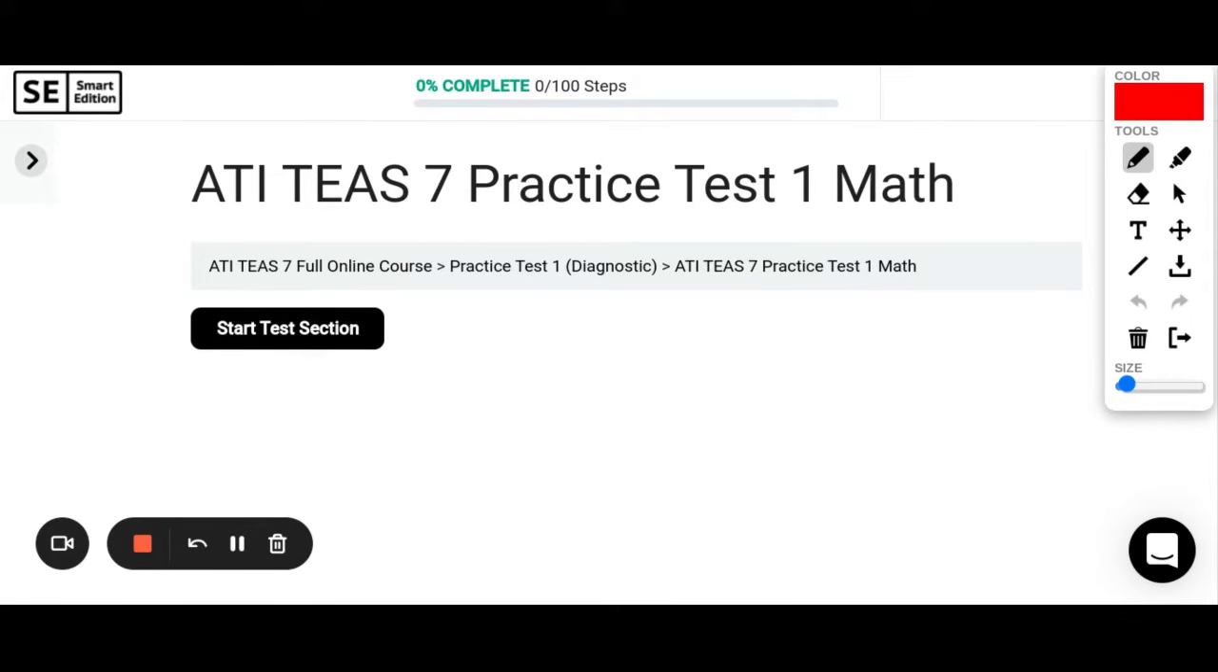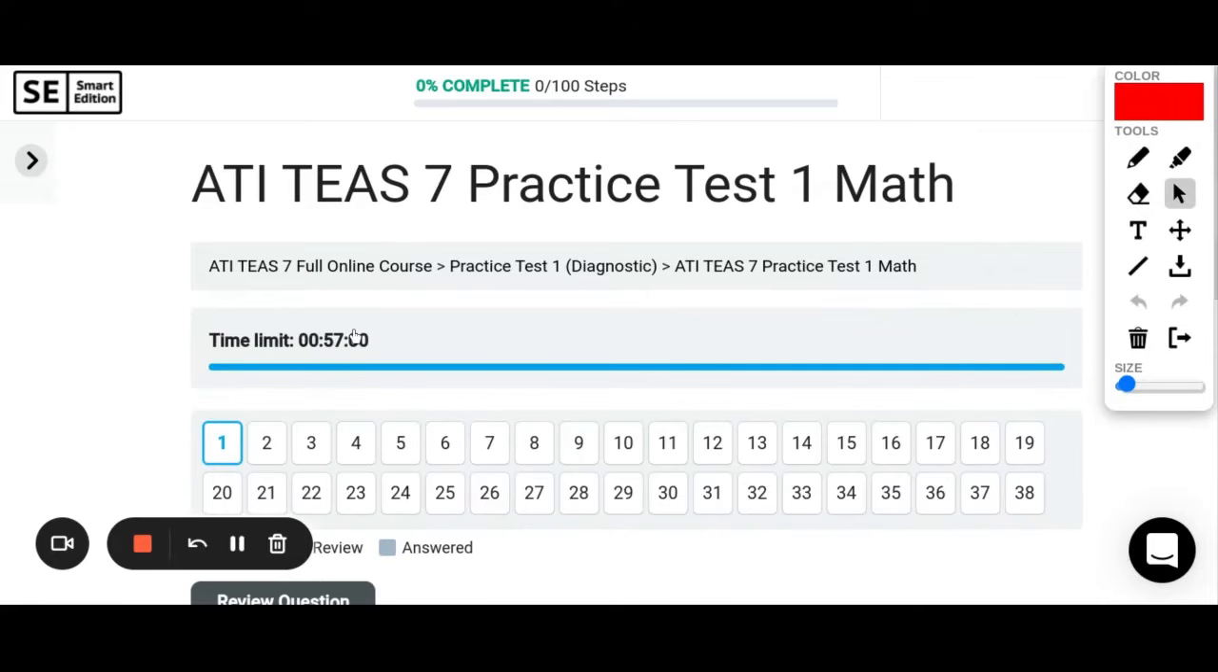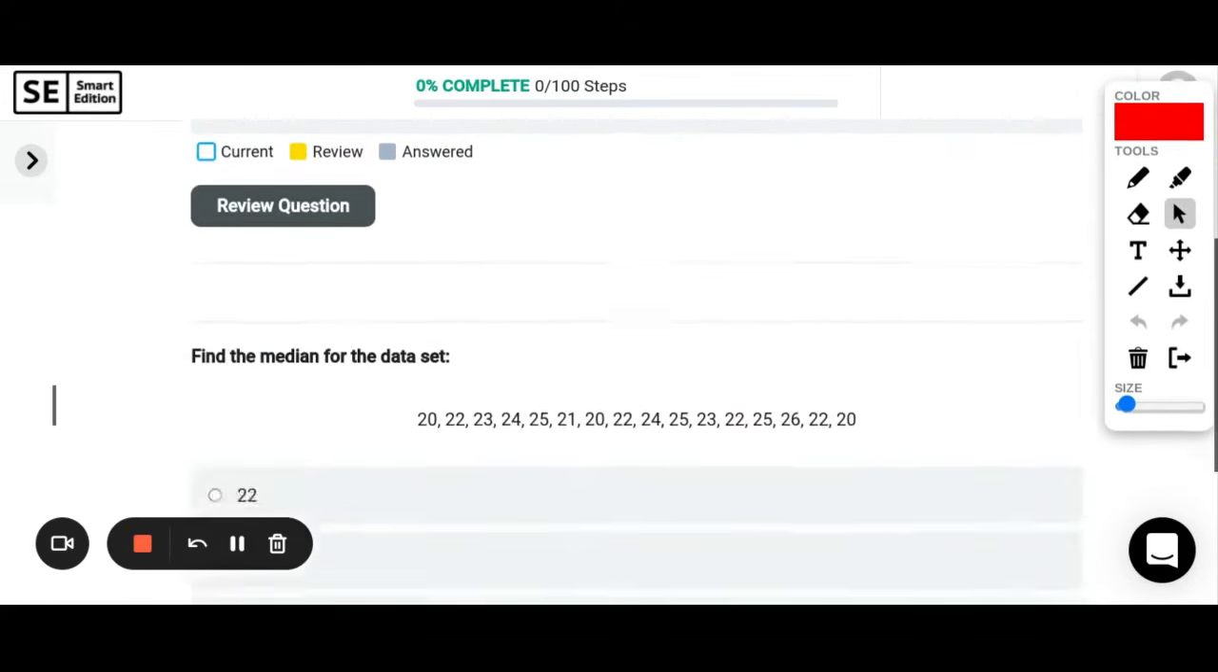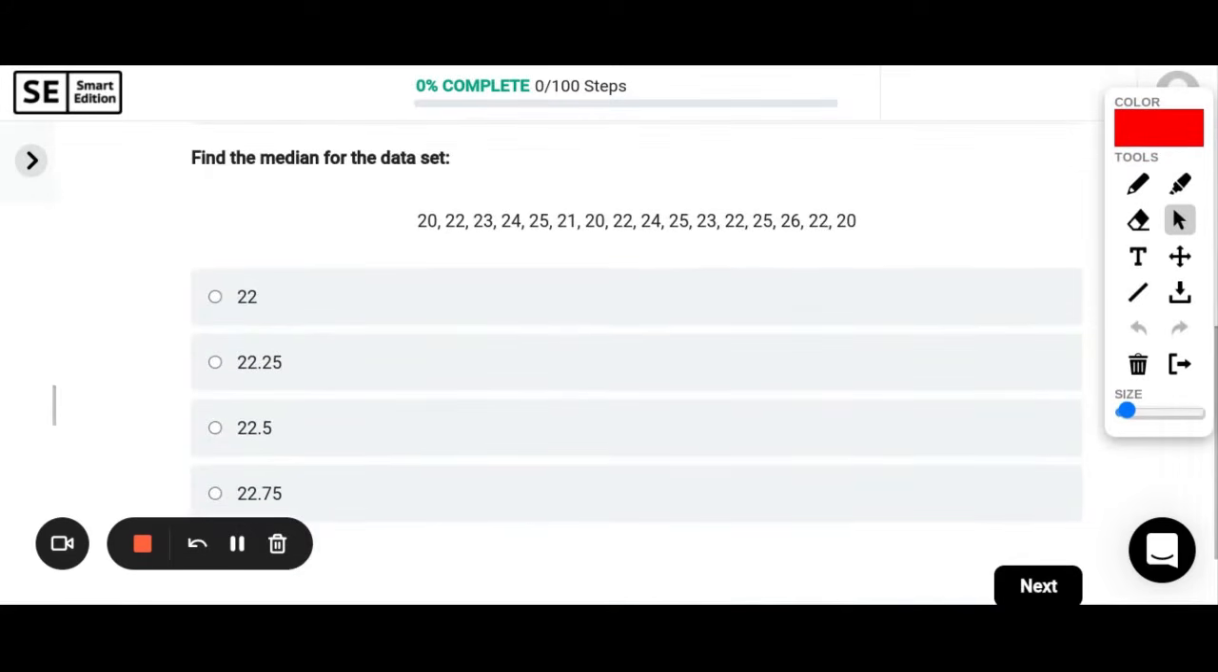Okay, so let's jump into it. We're going to go through 38 questions together today. And for this first question, we need to find the median of the data set.